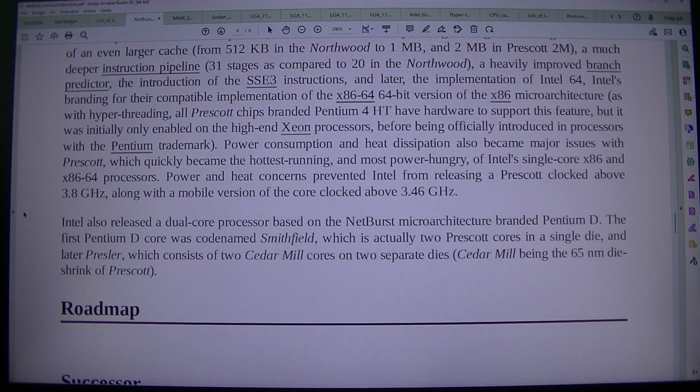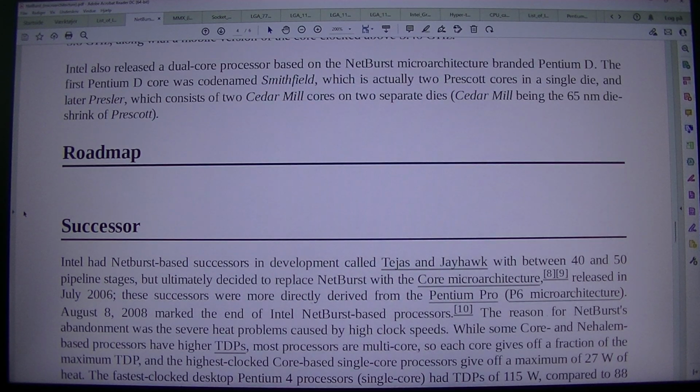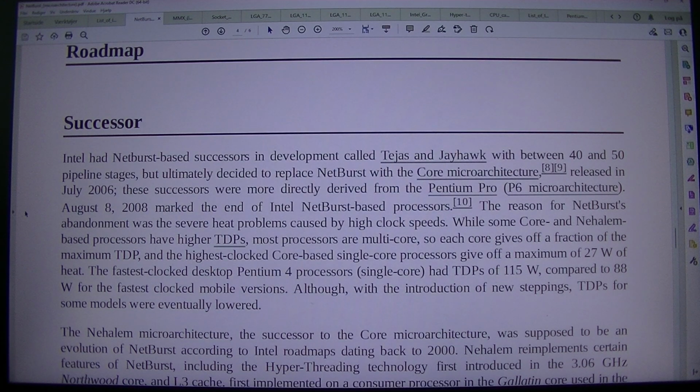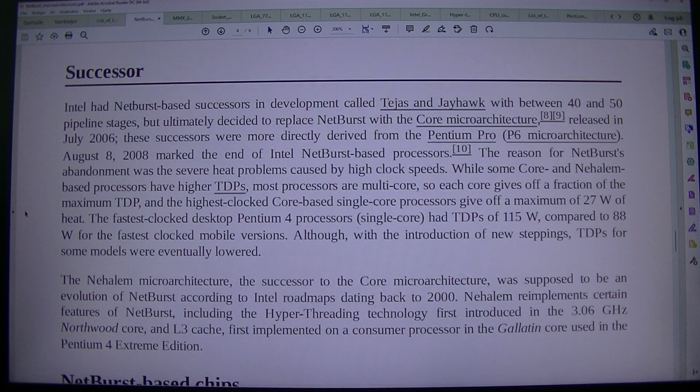Intel also released a dual-core processor based on the NetBurst microarchitecture branded Pentium D. The first Pentium D core was codenamed Smithfield, which is actually 2 Prescott cores in a single die, and later Pressler, which consists of 2 Cedar Mill cores on 2 separate dies, Cedar Mill being the 65 nm die shrink of Prescott.